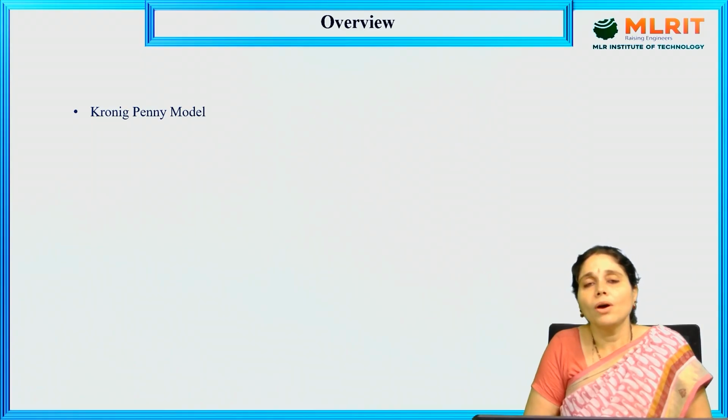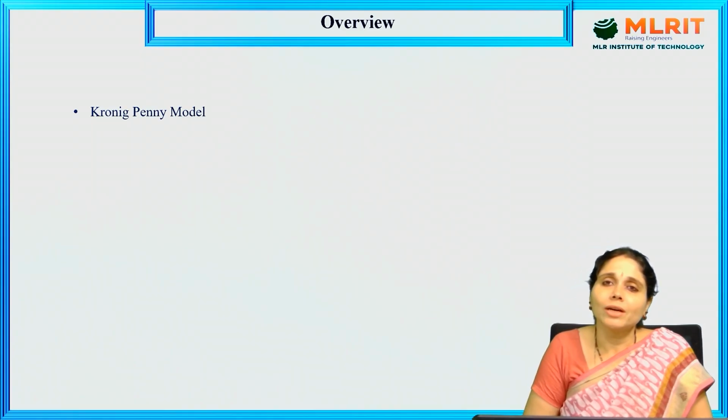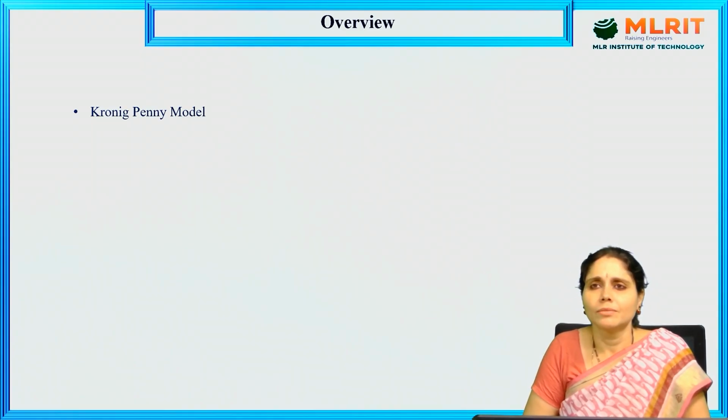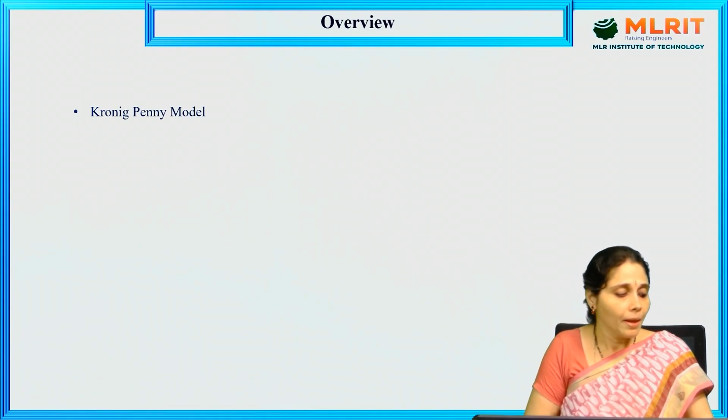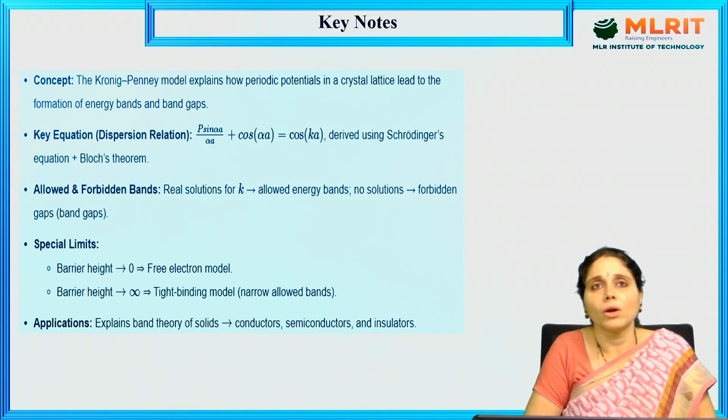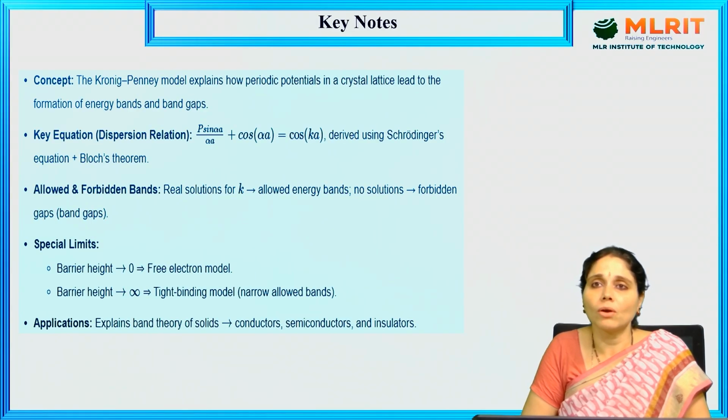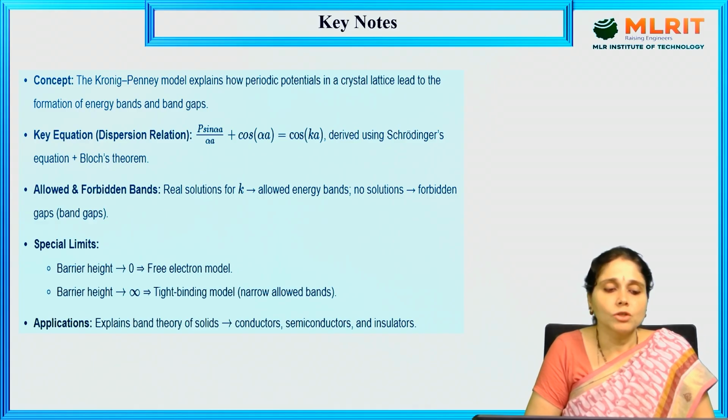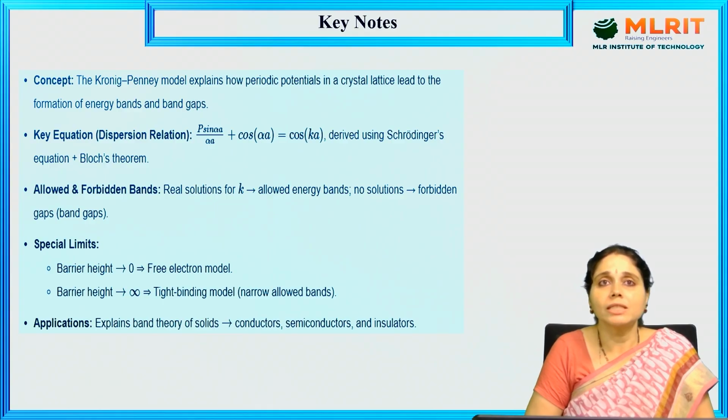Now, what are you going to learn? You are going to learn about the Kronig-Penney model, only one simple thing. So, what is the Kronig-Penney model? What are the keynotes of this model? The concept is that the Kronig-Penney model explains how the periodic potentials in a crystal lattice lead to the formation of energy bands and band gaps.